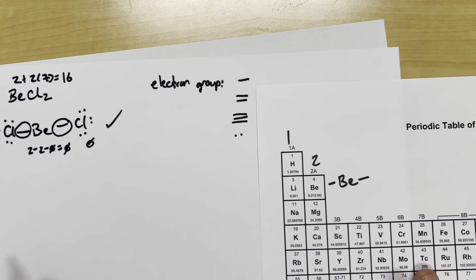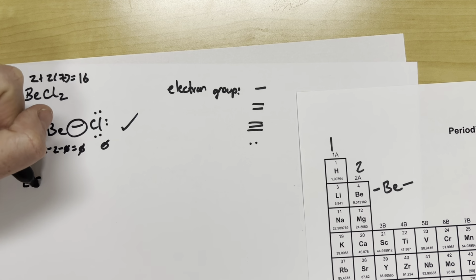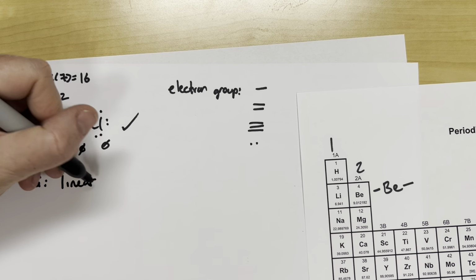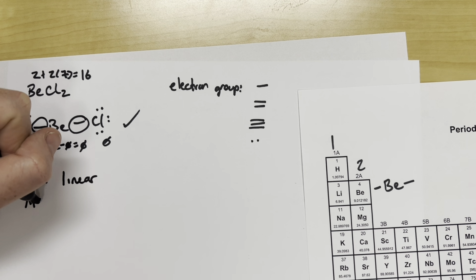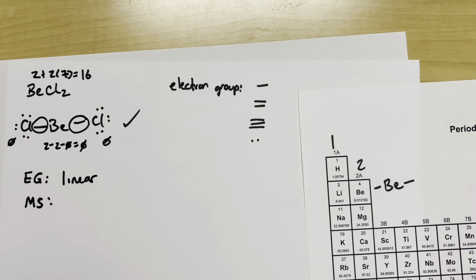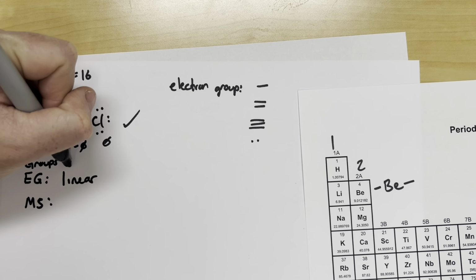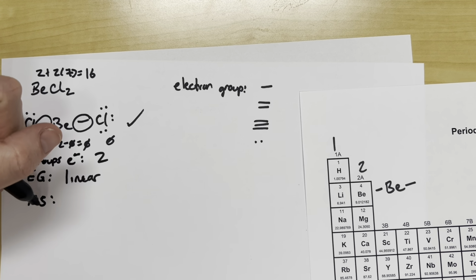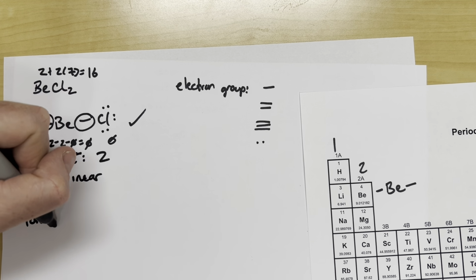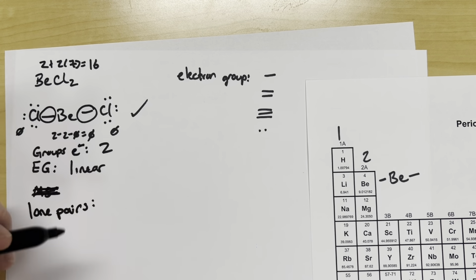So then it's electron geometry. Remember, these 2 things are trying to get as far away from each other as possible. So its electron geometry has to be linear. Groups of electrons is 2, and because it has 2 electron groups, its electron geometry is linear. The next question should actually say lone pairs. And the amount of lone pairs that this beryllium has is 0.